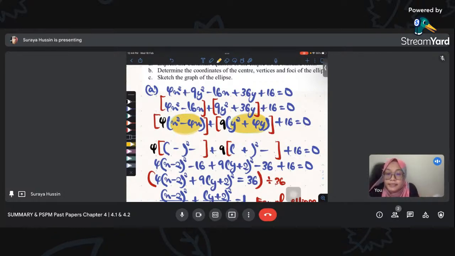CTS, completing the square. So make sure saya dah bawa keluar 4 dan 9, keluar dari box itu. Keluarkan dia dari box itu. Okay? Keluarkan dia tak ada kaitan. Yang kita tengah cuba nak selesaikan ni adalah yang dalam bracket sahaja. What we are trying to do is inside of the bracket only. Okay? So now we are ready to apply CTS.